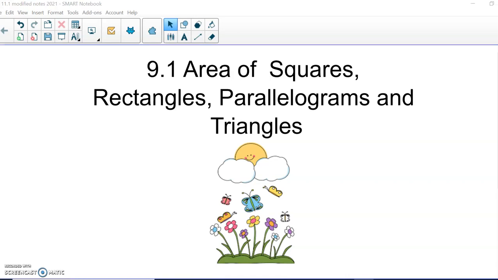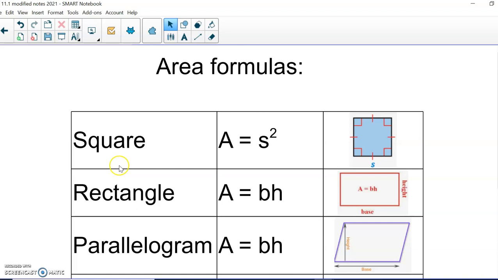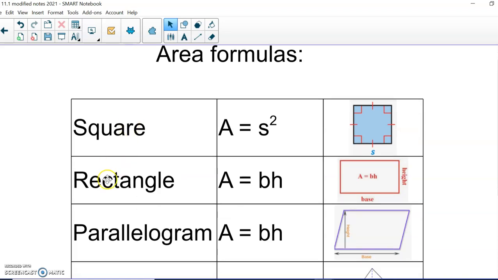This is Honors Geometry Lesson 9.1, Area of Squares, Rectangles, Parallelograms, and Triangles. So we know that a square and a rectangle are both parallelograms. So you can see they have the same formula. For a square, we can just say side squared because their base and their height are the same.